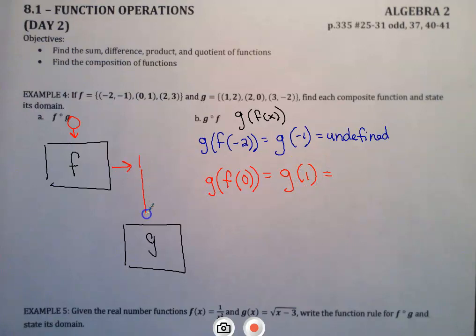Okay, when I put 1 in my g, Brandon, what do I get out? 2 it is. Very nice. So then this ordered pair is 0, 2.